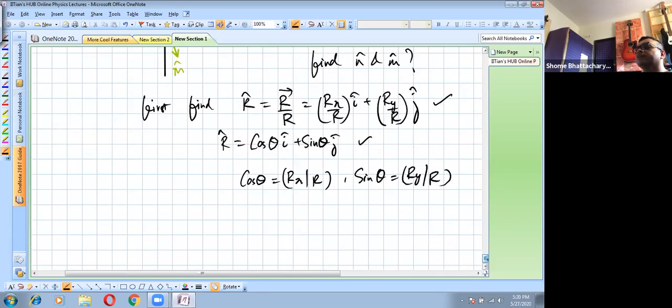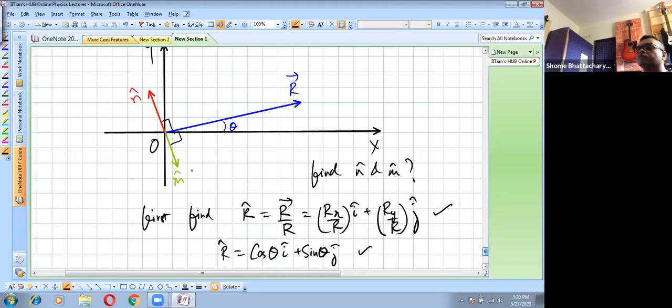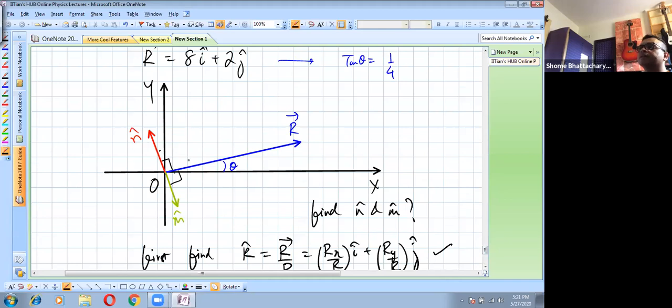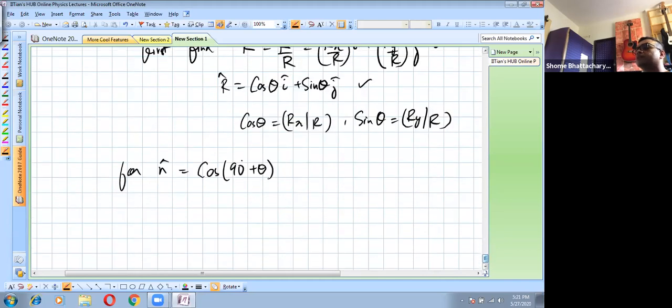Now you look at the unit vector n cap. For n cap, what is the angle with the x-axis? If you look in the diagram above, how much angle is this vector making with the x-axis? This whole angle is 90 degrees plus theta. So cos of that becomes minus sin theta, that is minus of ry by r. And the x component is this.